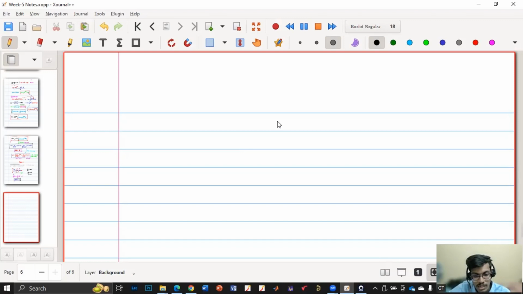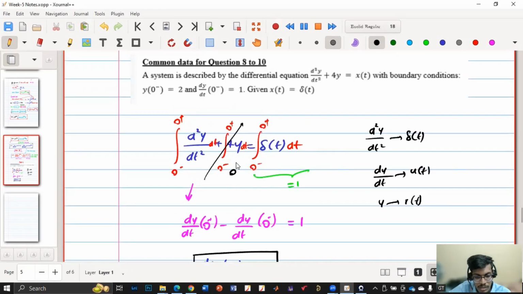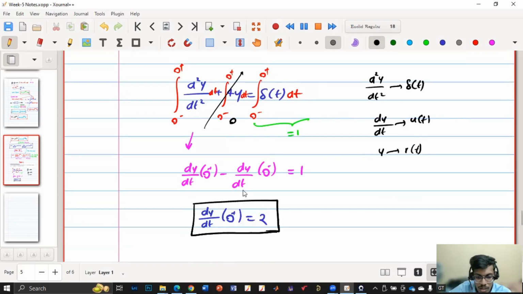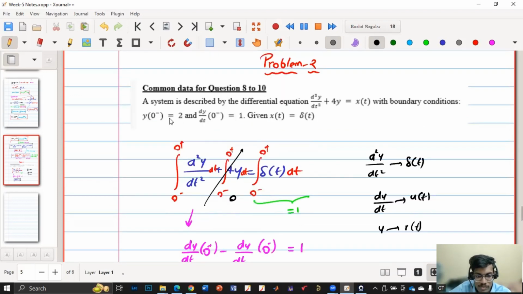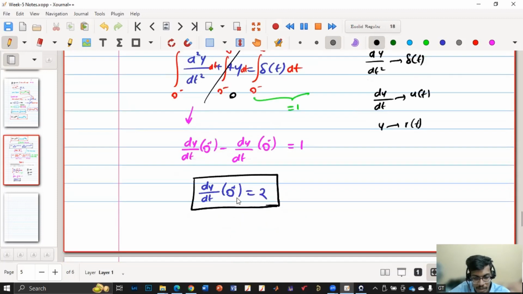Can you solve where integration of y dt is not 0? Yes, sir. Which one? See, the point is to get this dy by dt as well as, in other problems, the y value at 0 plus, because these values, mainly u of t at t less than 0 and t greater than 0, are different. So they have given the value dy by dt at 0 minus, but we need dy by dt of 0 plus, which is equal to 2.